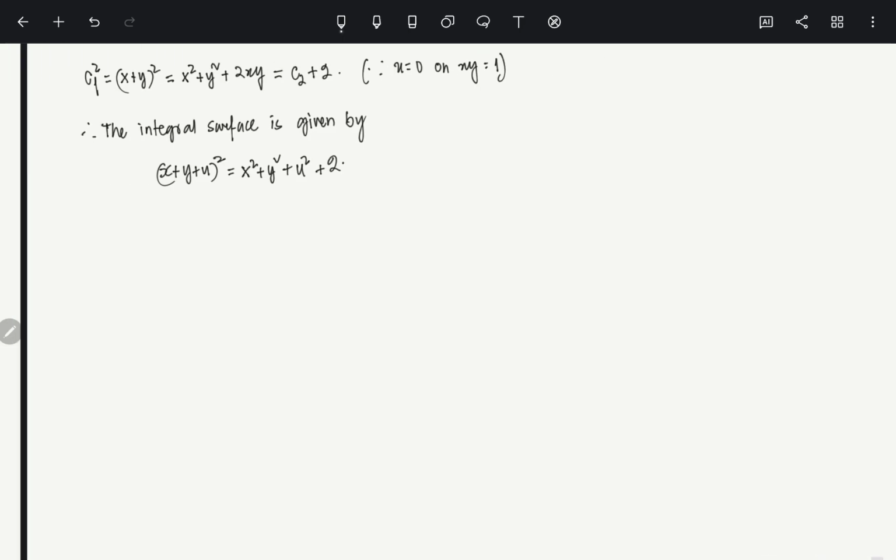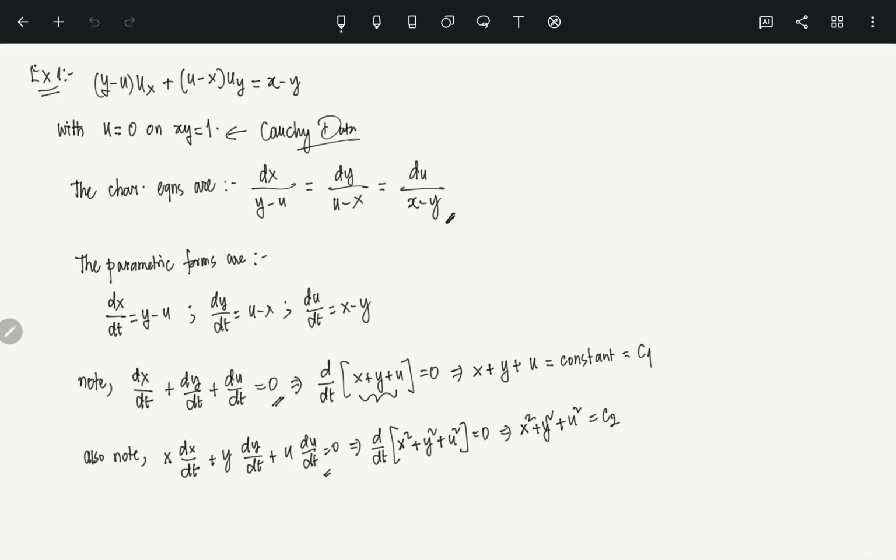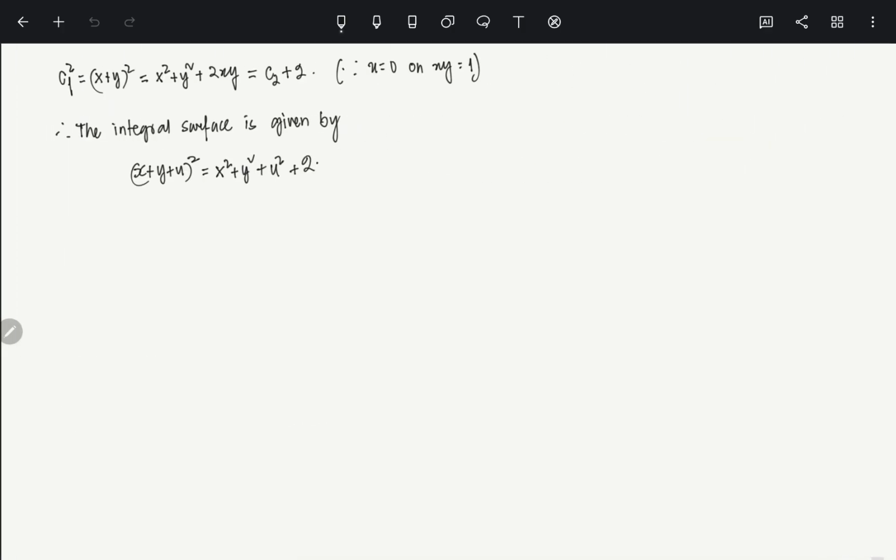See, x plus y plus u is c1, x square plus y square plus u square equals c2, and c1 square equals c2 plus 2. So we just write all of them together. Okay, c1 is x plus y plus u, so c1 square is this, equal to c2, which is x square plus y square plus u square plus 2. Yes. Okay, so this is the thing.